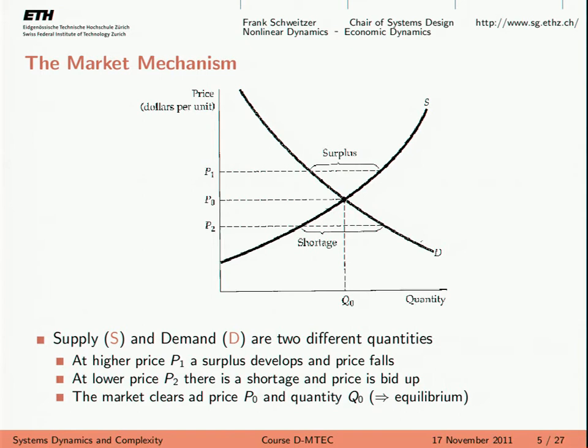But look at this guy. He was willing to pay a lot of money to get, I don't know, maybe one unit. He was willing to pay a lot of money, but now he would end up paying just this. So that difference is his surplus: what he was willing to pay minus what he actually ended up paying. And the same for the suppliers.